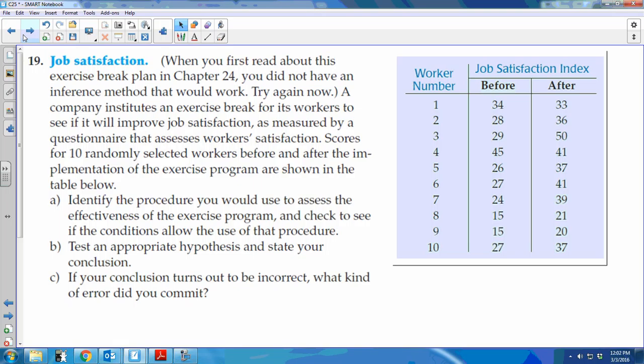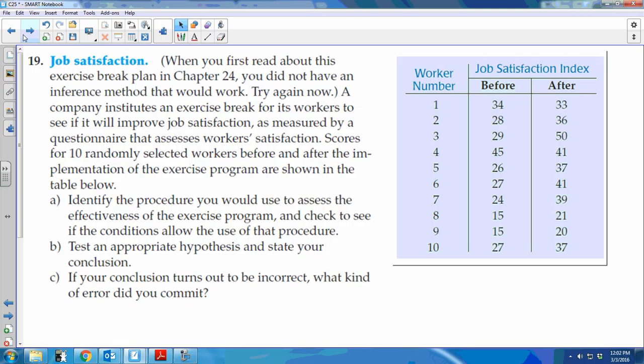Okay. So this is a paired t-test, and if we go through the conditions, the first one we have to do is justify why it's paired. So why is the data paired here? Yeah, we have 10 people with 2 job satisfaction scores, right? So the scores are paired by individual.